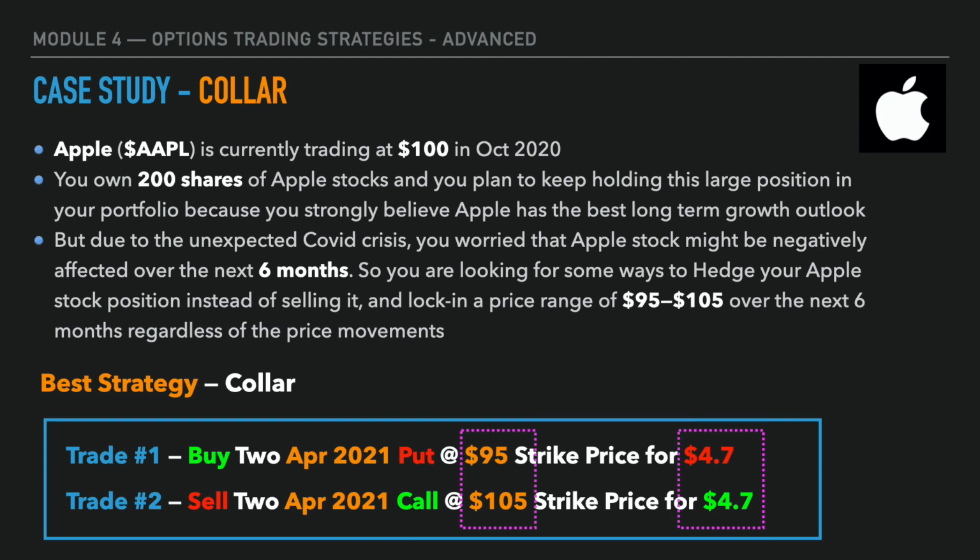One thing to highlight here is that sometimes the premium of the put options and the call options may not be exactly the same. But the good news is that because both of them are out-of-the-money options, the premiums will be very close. And that is the main reason we choose out-of-the-money options for this kind of trade legs.